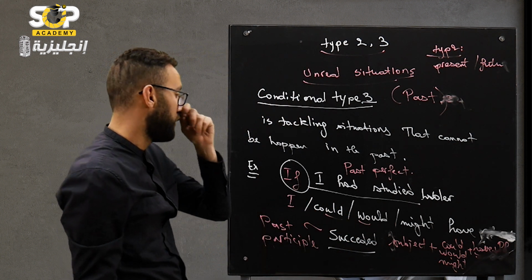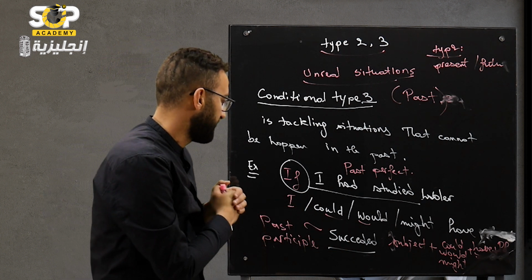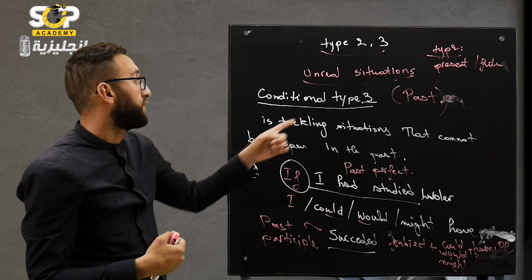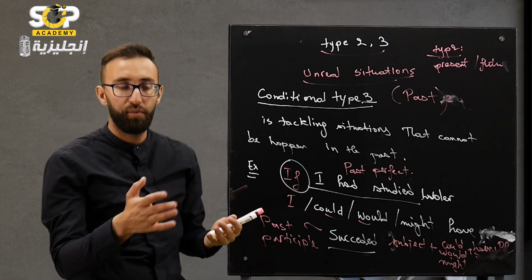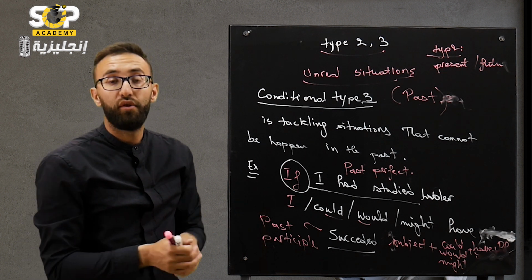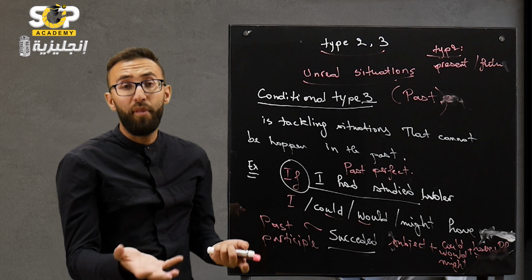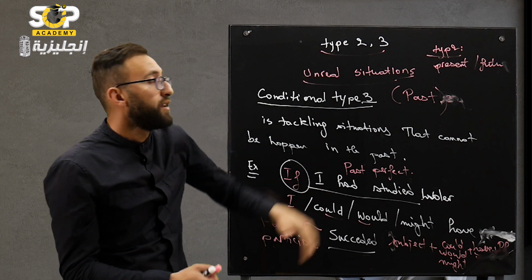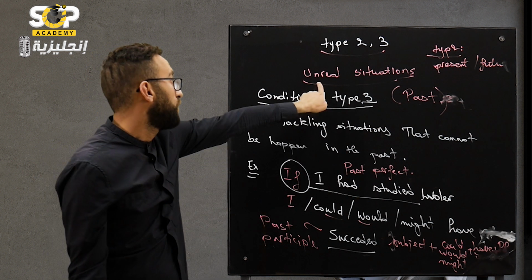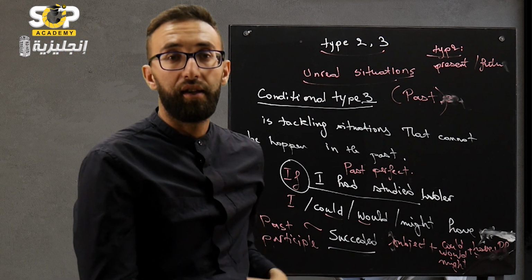If I had studied harder, I could, I would, I might have succeeded. This is the conditional type 3. In order to make a reminder: type 0 and type 1 are talking about general truths or possibilities, things that might happen, the real situations. Type 2 and type 3 are talking about unreal situations.